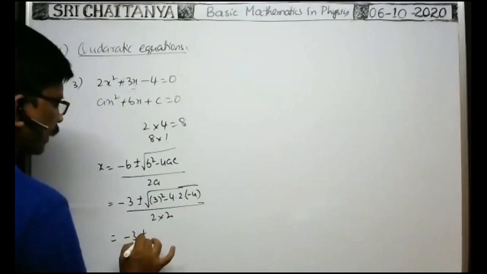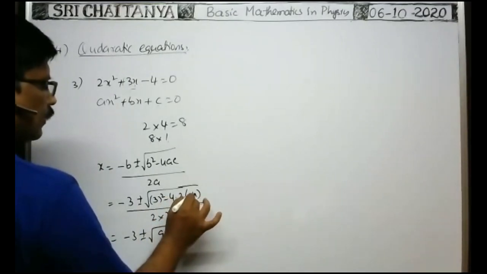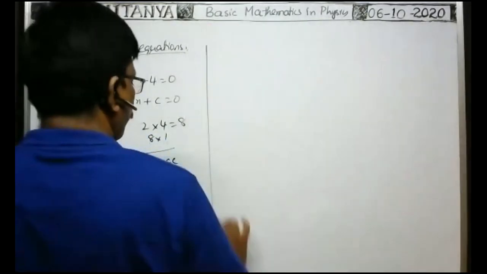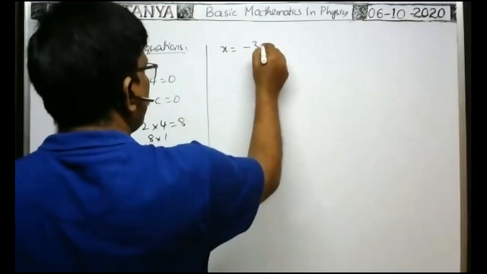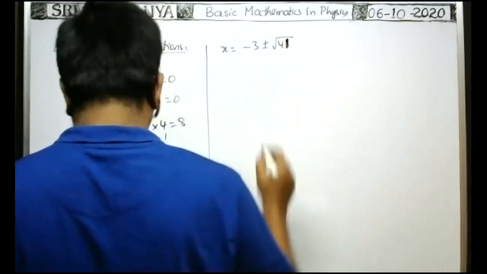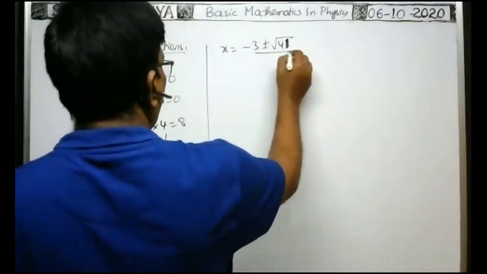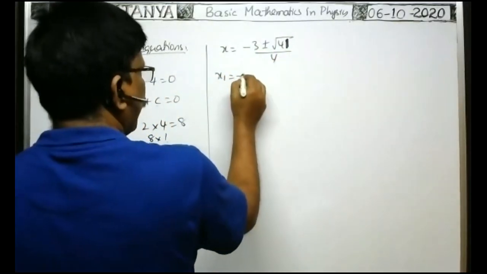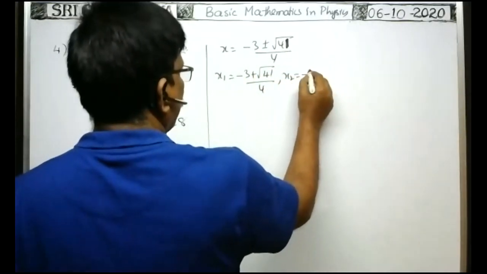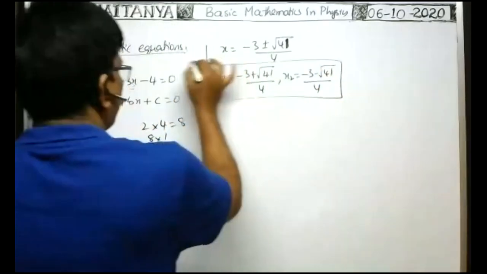So this is equal to minus 3 plus or minus square root of 9 minus, minus, plus, 4 fours are 16, into 2, 32, by 4. Therefore, x is equal to minus 3 plus or minus root 41, whole by 4. Therefore, one root is minus 3 plus root 41 by 4. The other root is minus 3 minus root 41 by 4. So these are the roots of that quadratic equation.